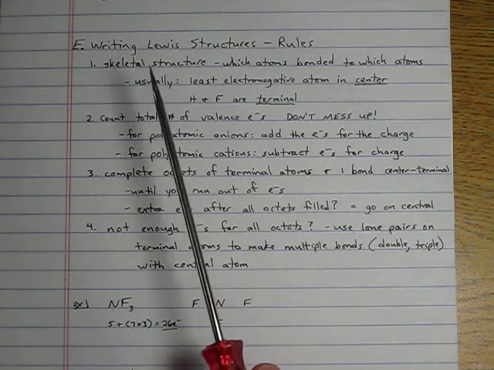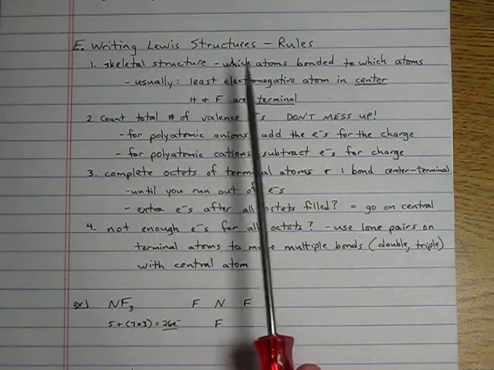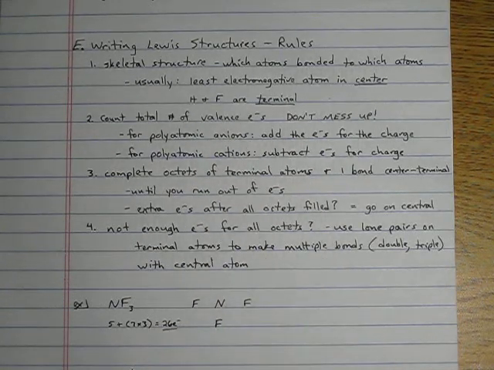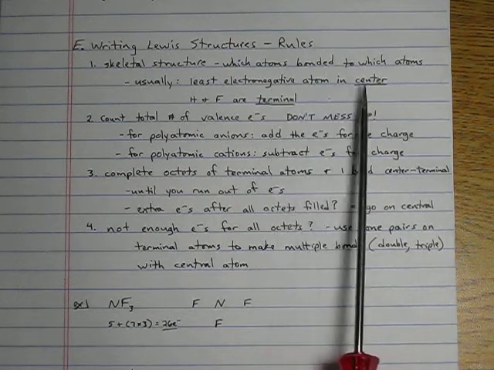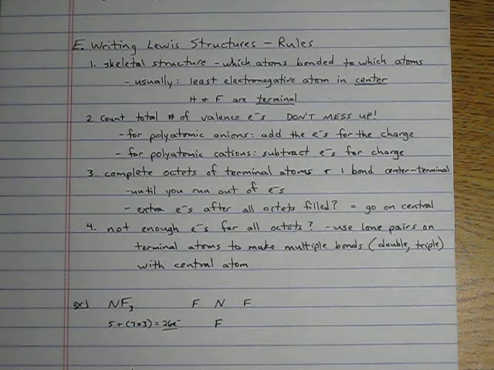First thing, draw the skeletal structure. Which atoms are bonded to which atoms? Often that will be given to you, and here's a little hint. Usually the least electronegative atom is in the center. There are some big time exceptions to this rule, but in general, the less electronegative atom is in the center.